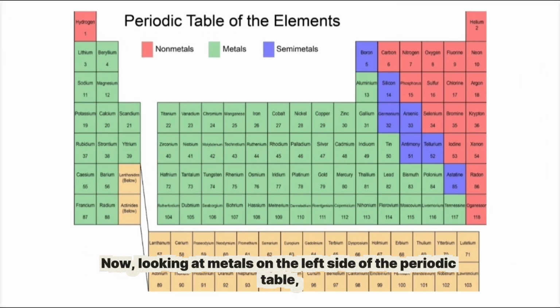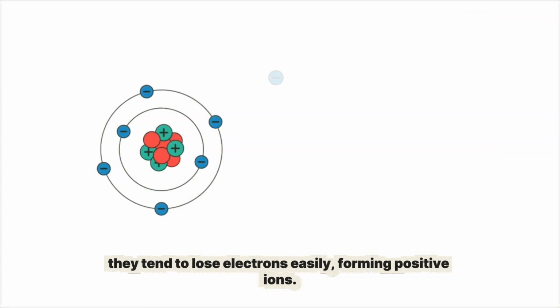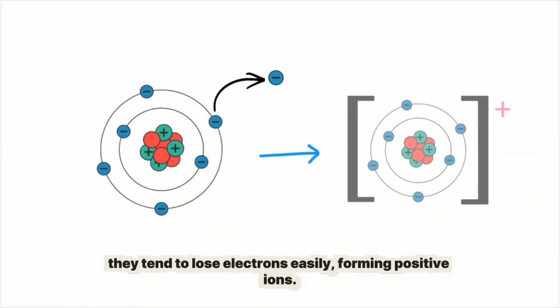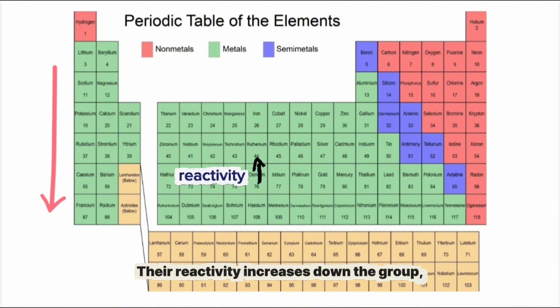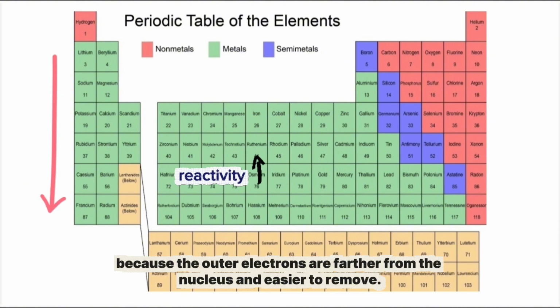Now, looking at metals on the left side of the periodic table, they tend to lose electrons easily, forming positive ions. Their reactivity increases down the group because the outer electrons are farther from the nucleus and easier to remove.